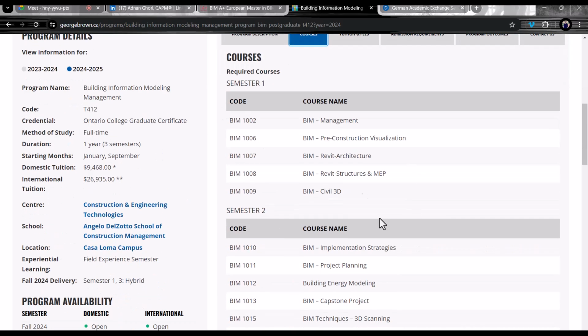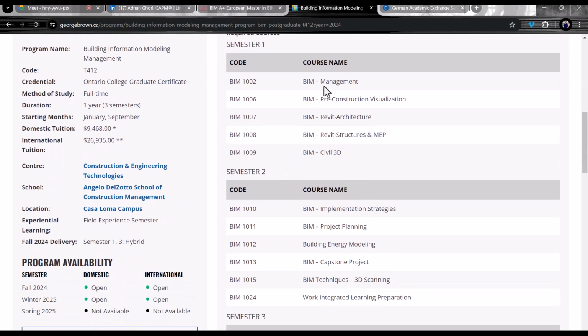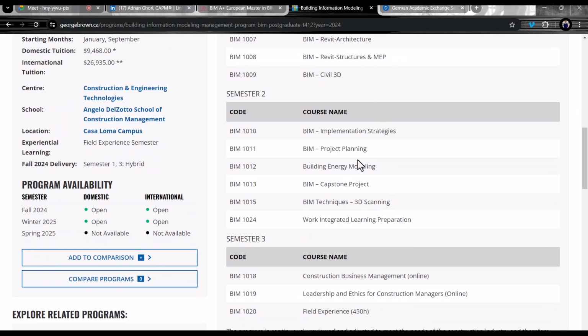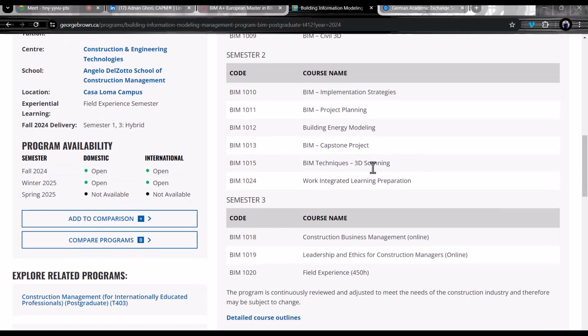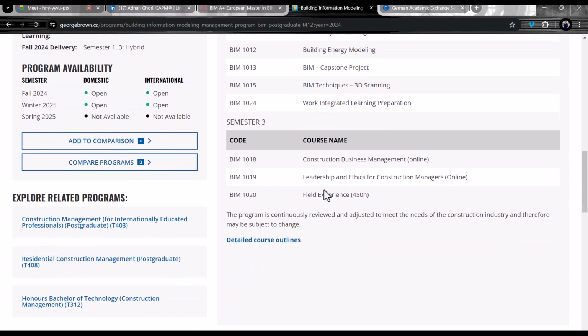This is the entire course. What are the subjects they are going to teach? Management, pre-construction, visualization, Revit architecture, structures, MEP, Civil 3D. If you have studied some of these things in training institutes, that's a plus, but it's not necessary. You can directly study them in their college as well. They will also teach you 3D scanning, how to do it using different equipment, and take you to actual live projects where you can work in the field as well.